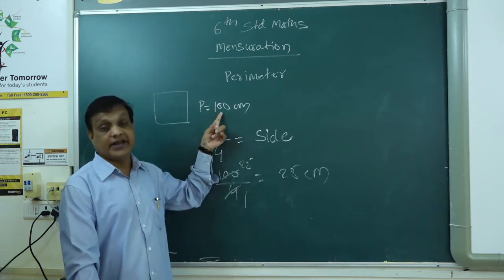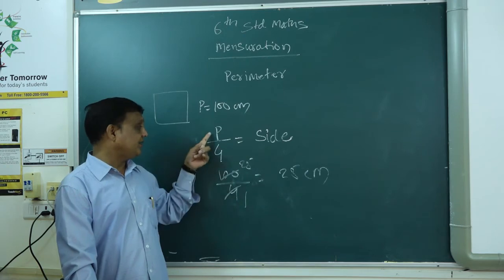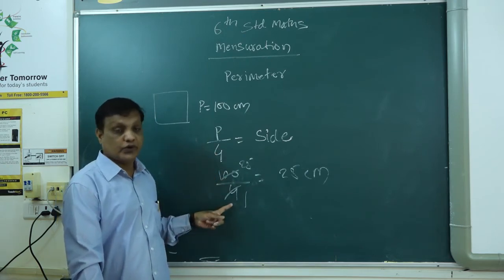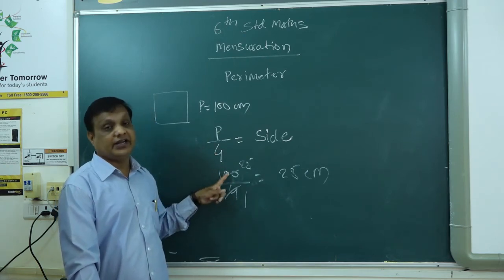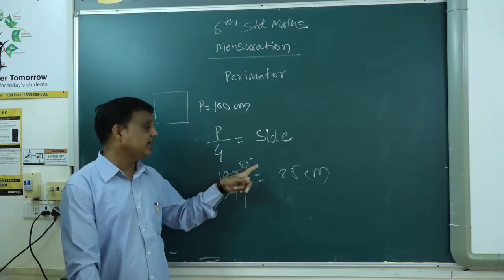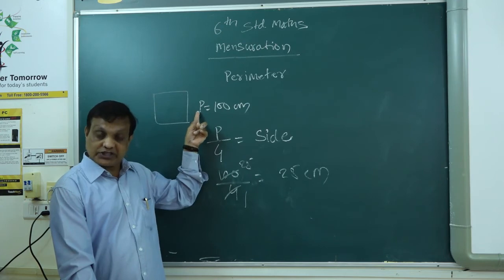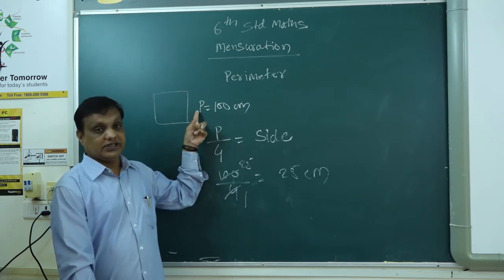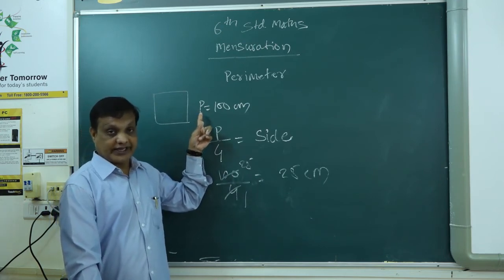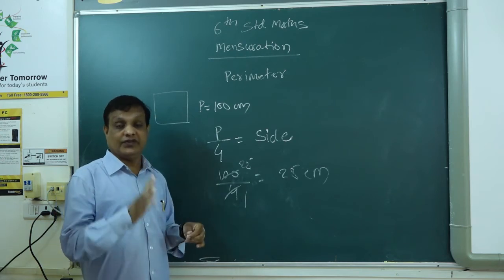Here perimeter is given, 100 centimeter. So I have taken in the place of perimeter 100 divided by 4. Divide both the numbers. 100 divided by 4, you will get the answer 25. So 25 centimeter is the side of this figure. Okay dear. Now what we learn?